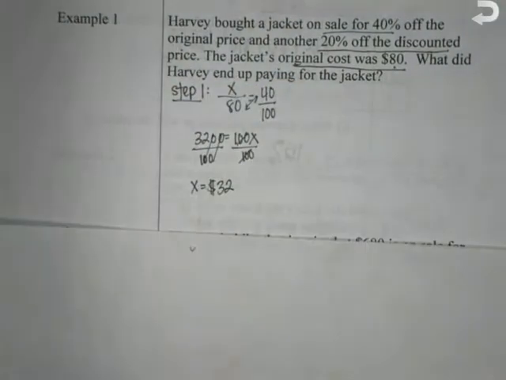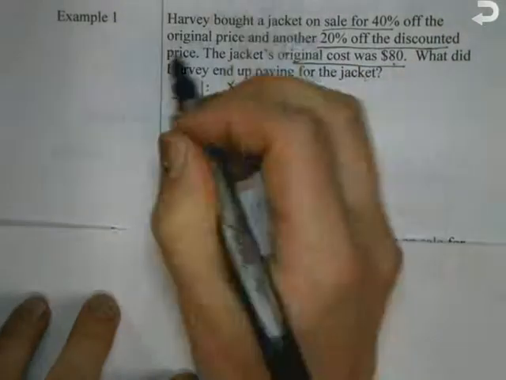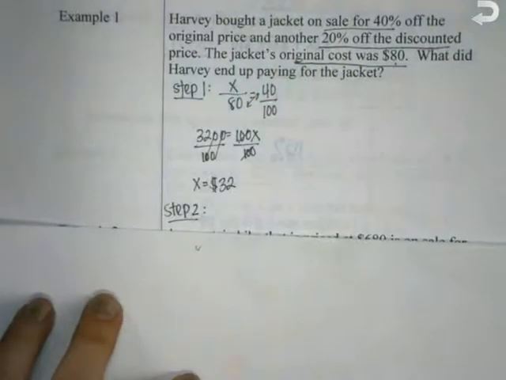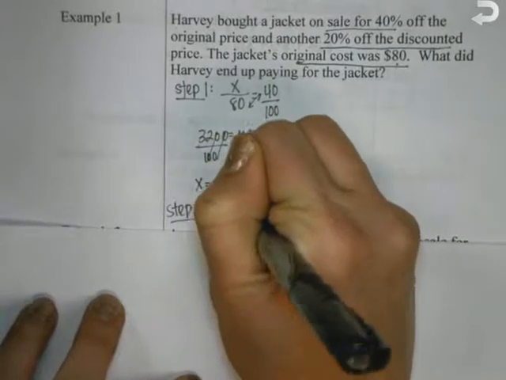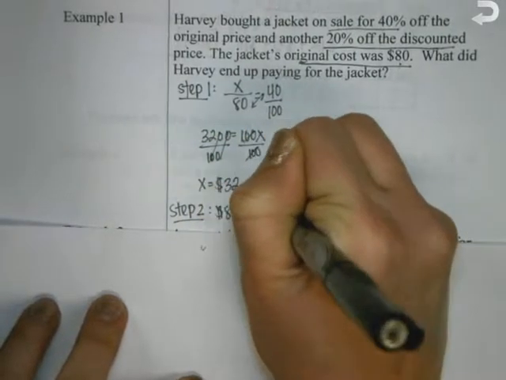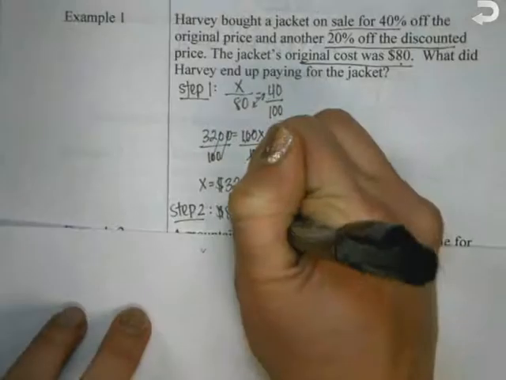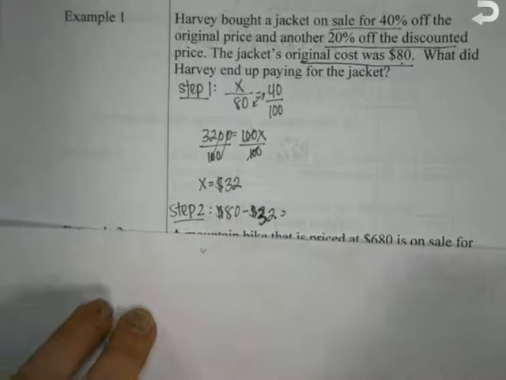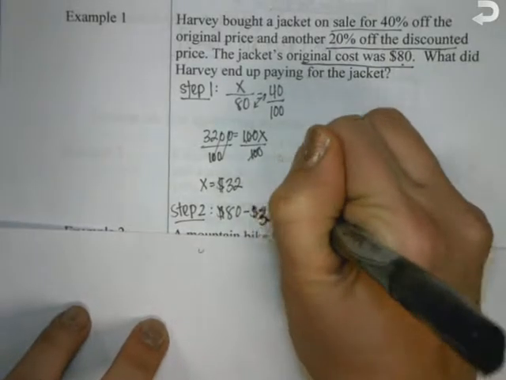So step 2 says that I subtract the discount from the original price. So step 2, I subtract $32 from $80. Okay, what's 80 minus 32, ladies and gentlemen? $48, right? Okay, so we got $48.